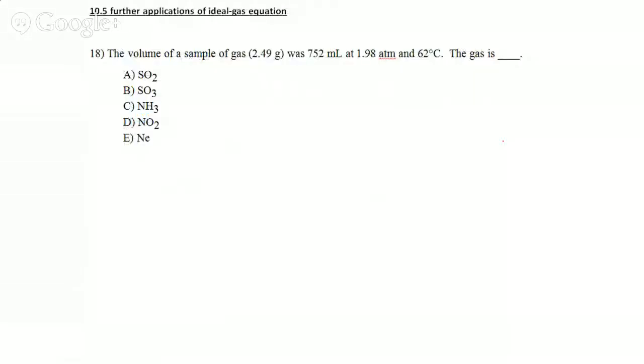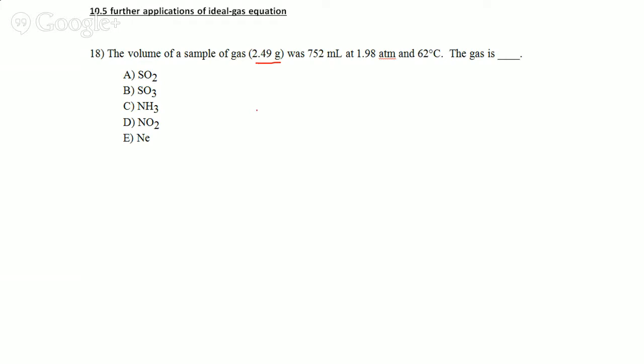Mr. Donahue here, looking at some 10.5 further applications of the ideal gas equation problem. So it has to do with the ideal gas law and applying it maybe with some other equations, some other concepts, to get more out of it. So, for example, first one, if we're looking at 18, it says the volume of a sample of gas, and then give you the grams, was 752 milliliters at this pressure and temperature. The gas is blank.